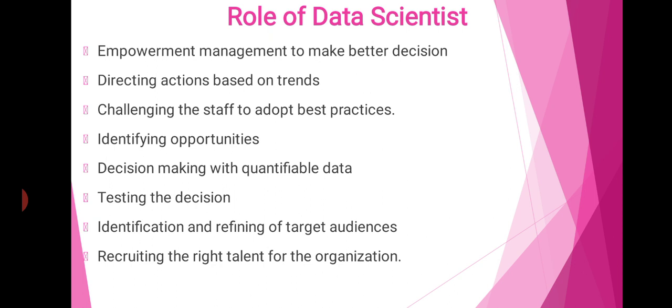The next, testing the decisions. We all know we have taken a lot of decisions, but after that we may feel some frustrations. So we can test our decisions in real situations based on this information or these tools with the help of these data scientists. The primary role of a data scientist involves making certain decisions and implementing those changes. However, this is not an end in itself. It is also important to know how these decisions have affected the organization. This testing is possible. The next one that is very important: identifying and refining the target audience.